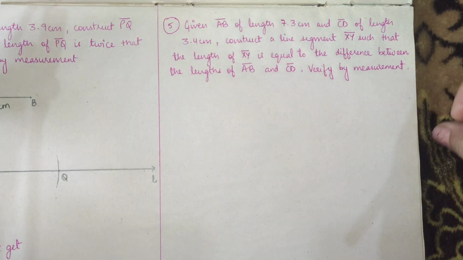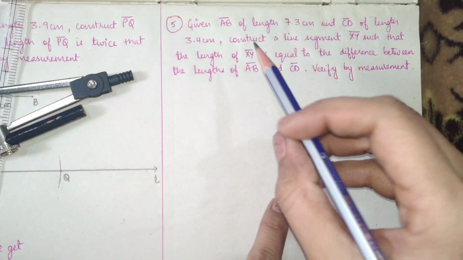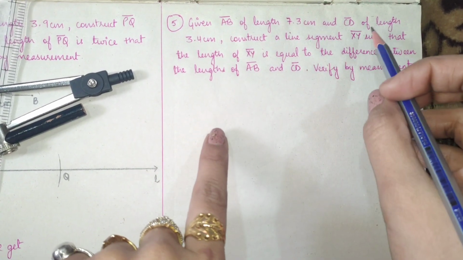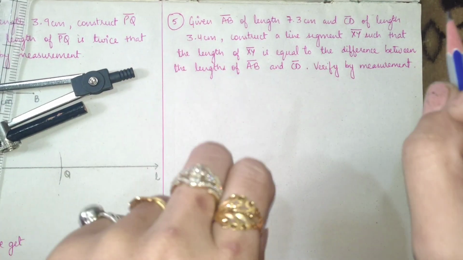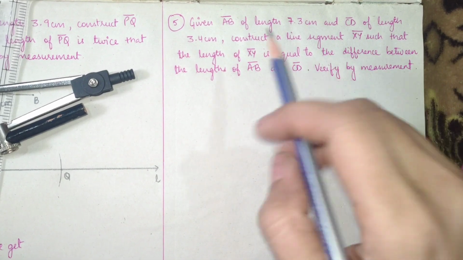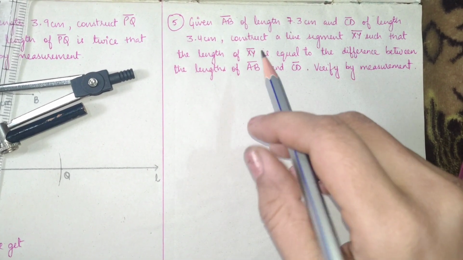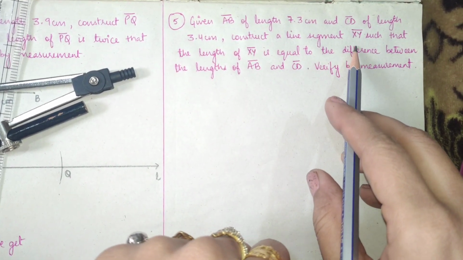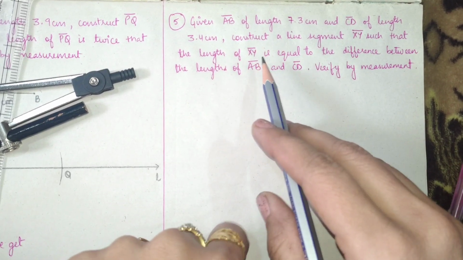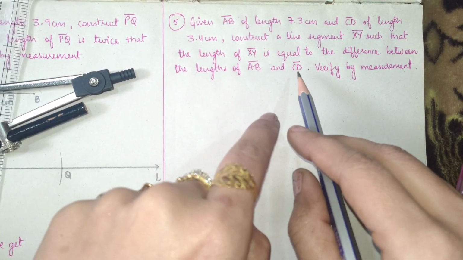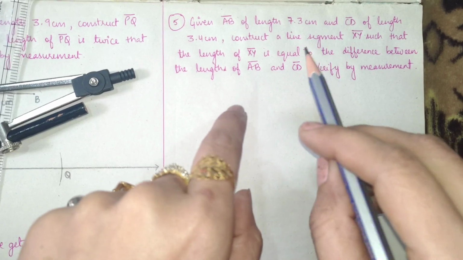Let's move on to question 5. Now what does question 5 say? Question 5 says, given line segment AB of length 7.3 centimeter and CD of length 3.4 centimeter. Two lines have already been given to you: AB whose length is 7.3 centimeter and CD whose length is 3.4 centimeter. Now here comes the construction part. Construct a line segment XY such that the length of XY is equal to the difference between the lengths of line segment AB and line segment CD and verify by measurement.